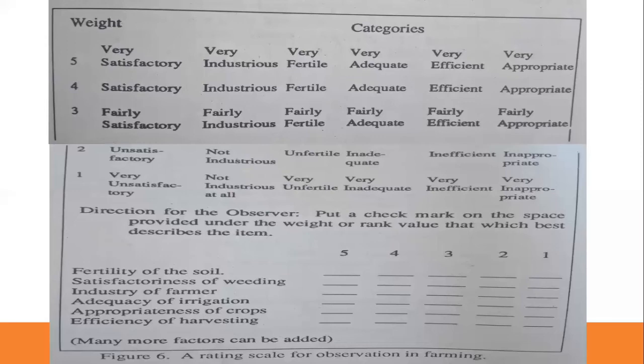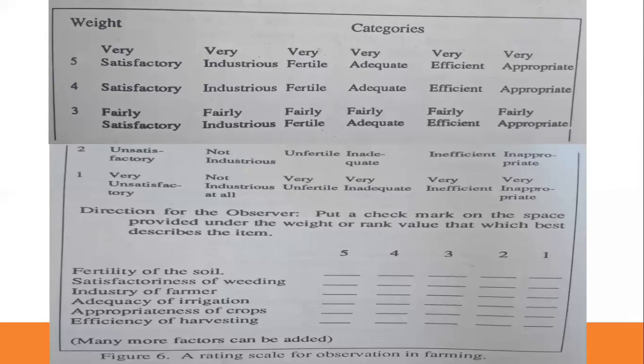Now, suppose also the variables mentioned are divided into categories or gradations, and each category or gradation is given an appropriate or corresponding weight or rank value as follows. So you have their weight. In this case, you have 5 weights: very satisfactory, satisfactory, fairly satisfactory, unsatisfactory, and very unsatisfactory. And you also have their lists of categories. So you will be making use of these categories and the weight as well.